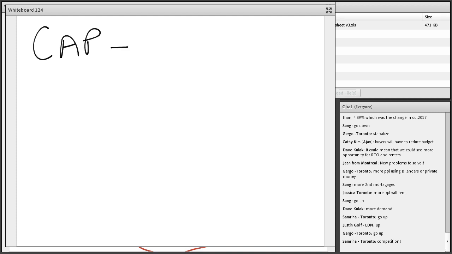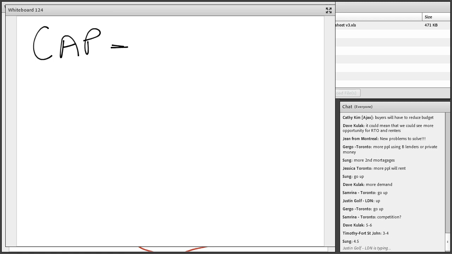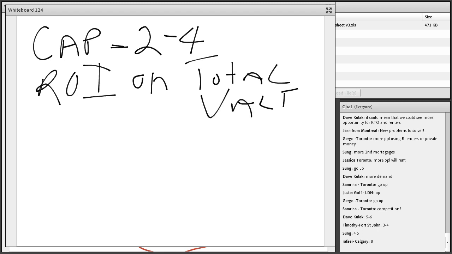So cap rate. The market normal cap rate is sitting around what? Normal cap rate. What's the normal cap rate? So 5 to 6, 3 to 4, yeah. Depending on the market, all those answers can be right. Absolutely. So normal cap rate is going to run between 2 and 4%. Okay, so everybody remember what cap rate is. Cap rate is ROI on total value. Okay? So what does that mean?